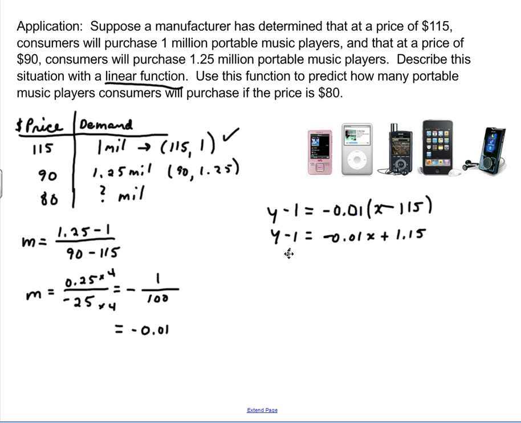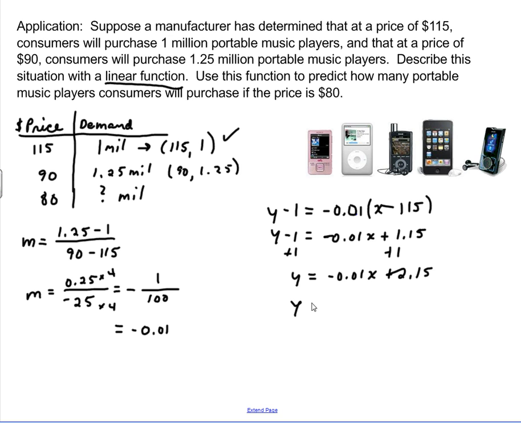Now we're going to add 1 to both sides. Plus 1 gives us y is equal to negative 0.01x plus 2.15. Right? So that's our formula right here. So the question was, well, what happens when x is $80? Well, let's work it out.